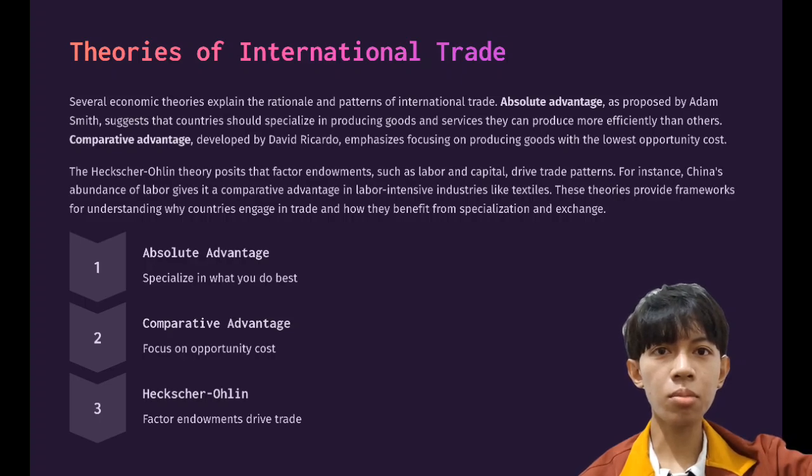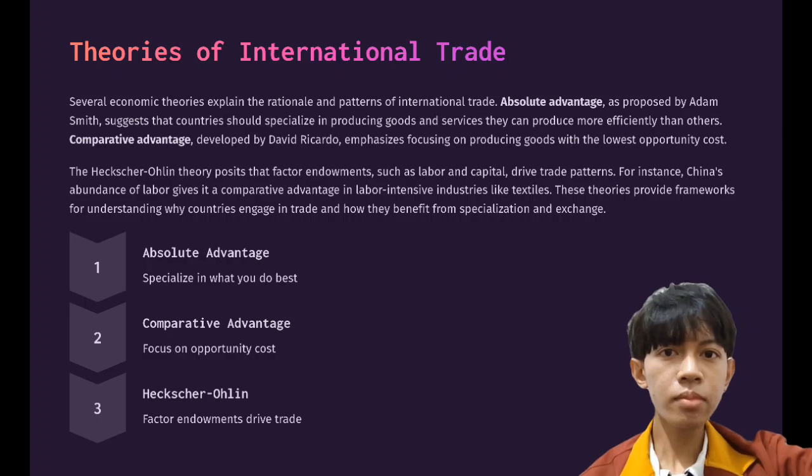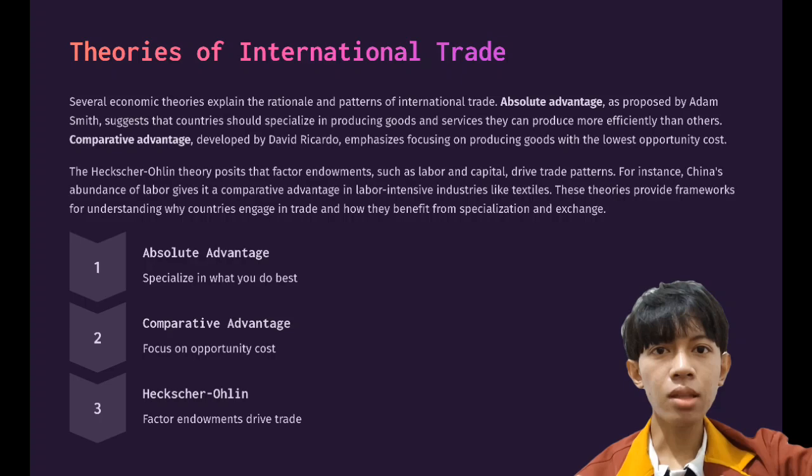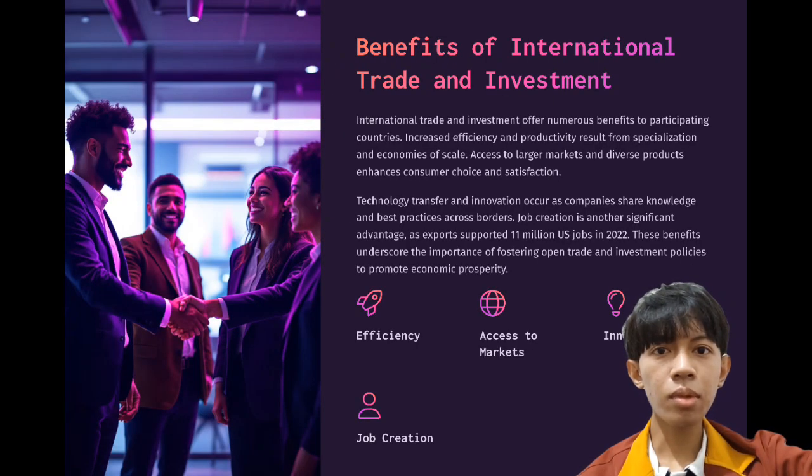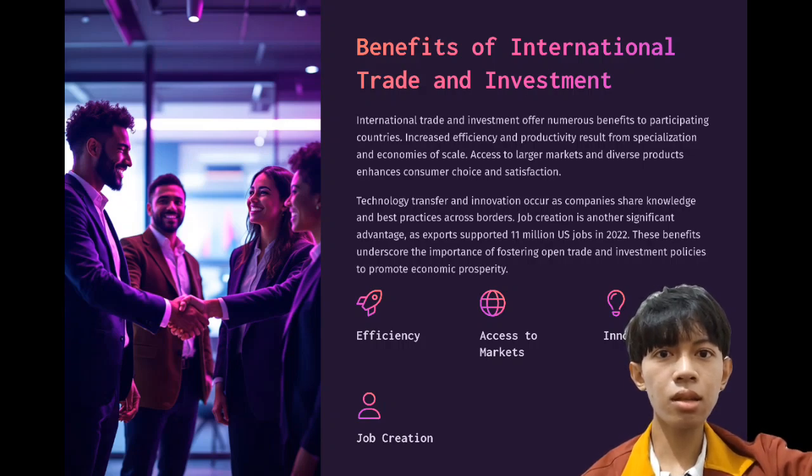Theories of international trade. Several economic theories explain the rationale and patterns of international trade. Absolute advantage, as proposed by Adam Smith, suggests that countries should specialize in producing goods and services they can produce more effectively than others. Comparative advantage, developed by David Ricardo, emphasizes focusing on producing goods with the lowest opportunity cost. The Heckscher-Ohlin theory posits that factor endowments such as labor and capital drive trade patterns.